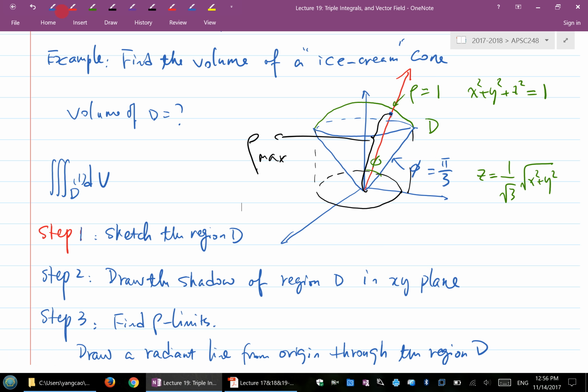Now I can try to find the phi limits. The phi angle is always the angle from the z-axis to that reading line. So phi min is basically equal to 0, and the phi max is right on this edge here. And that edge corresponds to pi over 3.